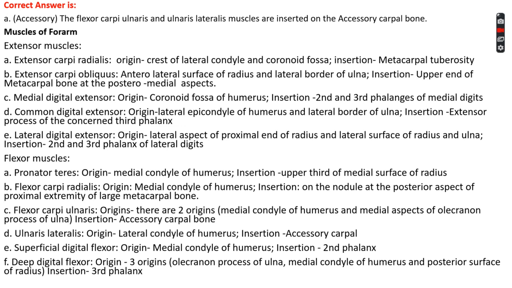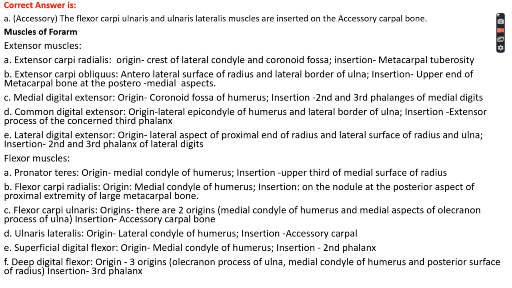Let's see the muscles of the forearm along with their origin and insertion points. There are two types of muscles on the forearm, extensor muscles and flexor muscles. Extensor carpi radialis has its origin at the crest of the lateral condyle and coronoid fossa, and is inserted at the metacarpal tuberosity. Second is extensor carpi obliquus, with origin at the anterior lateral surface of the radius and lateral border of the ulna, inserted at the upper end of the metacarpal bone at the posterior medial aspect.